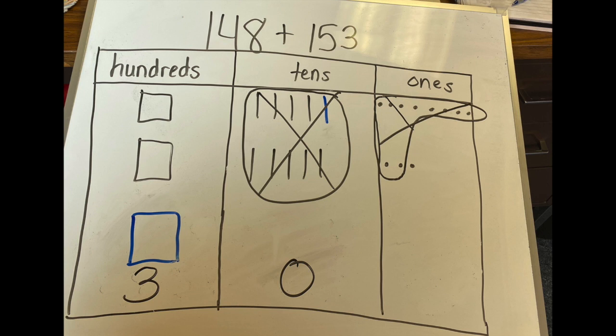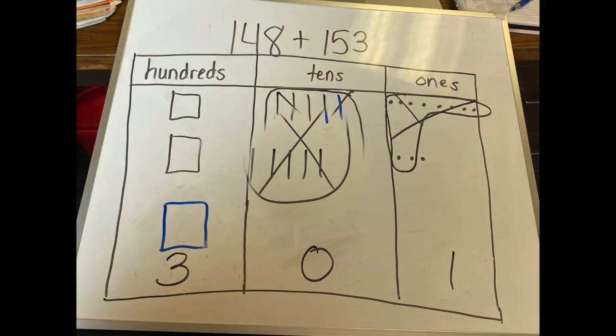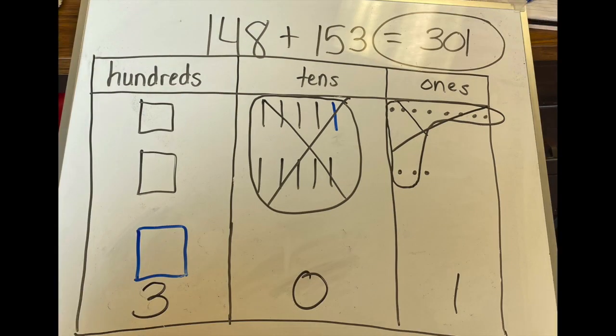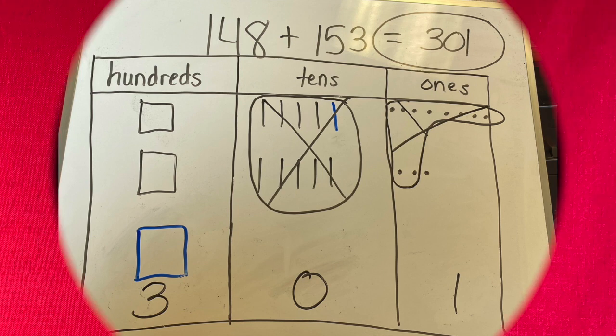And then finally, I'm going to look at my ones place. And just like with the tens, those ones I grouped together with the circle and I crossed them out. They are gone. So I only have one little dot left. So that's 1. So I'm going to write the number 1 on the bottom of that table. And I have my final sum, 301. And that is the answer to 148 plus 153.